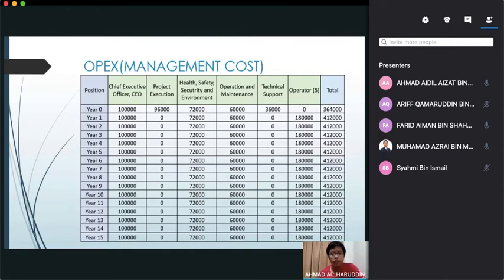Next is the management cost for this project. Here is the list of OPEX management costs for our project, which is justified by year. As you can see, at the end side is the total OPEX management for each year, from year 0 to year 15.